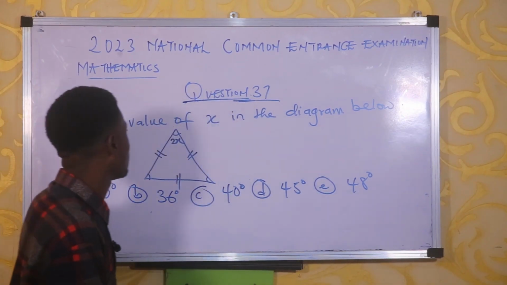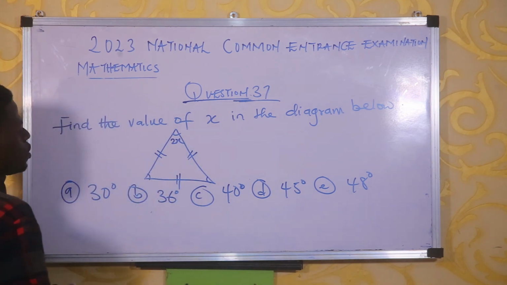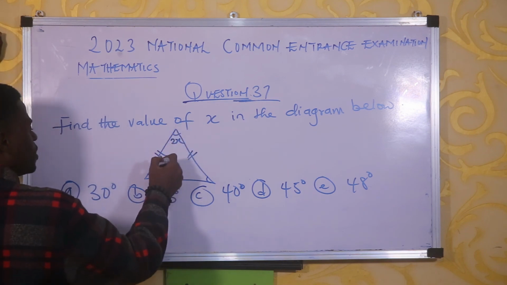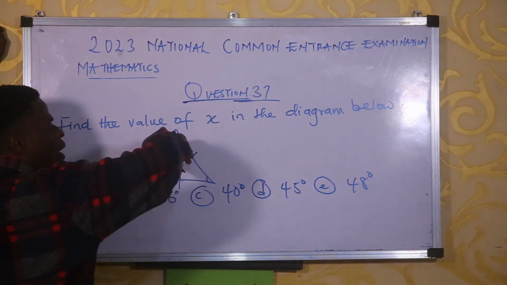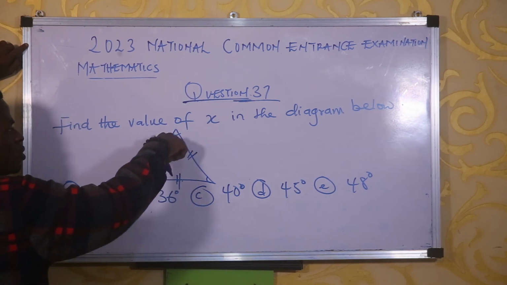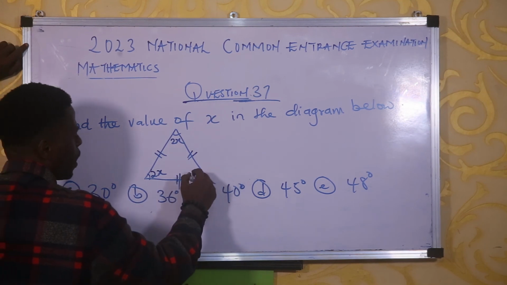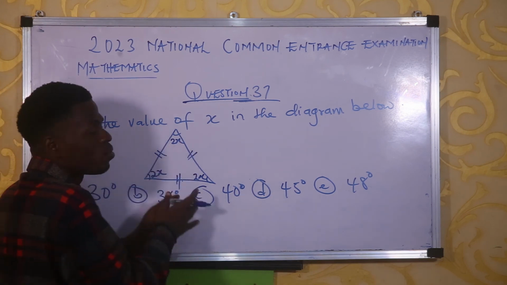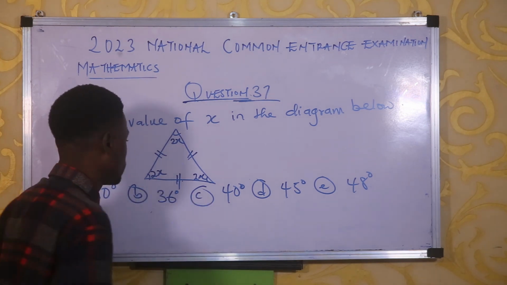Question 37 says find the value of x in the diagram below. So this is a triangle, which means that all sides are equal. This side is equal to this side, and this side is equal to this side. We are given 2x here, so definitely this side will be 2x. This angle is 2x, this angle will be 2x, and this angle is also 2x degrees. So don't forget that the sum of angles in a triangle is 180 degrees.